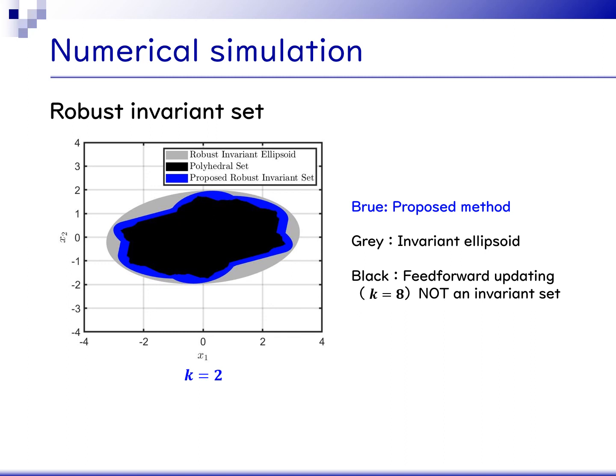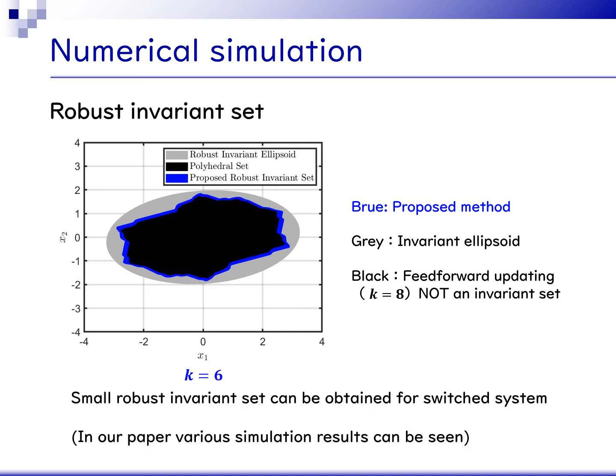In case k equals 2, the set is smaller than the invariant ellipsoid, and when k goes larger, a smaller set can be obtained. So a small robust invariant set can be obtained for the switched system. In our paper, various types of simulation results can be seen.